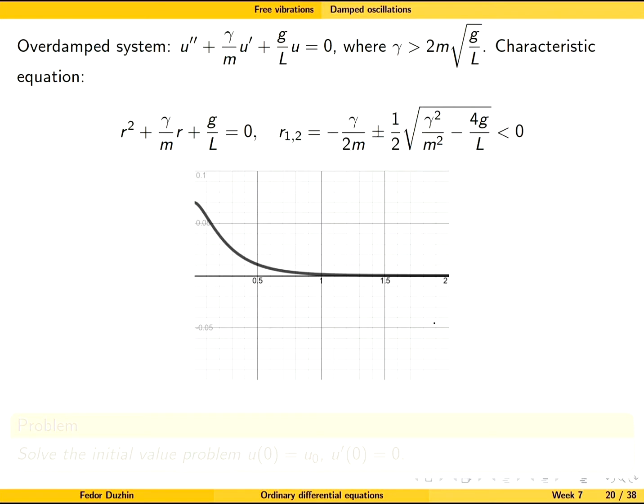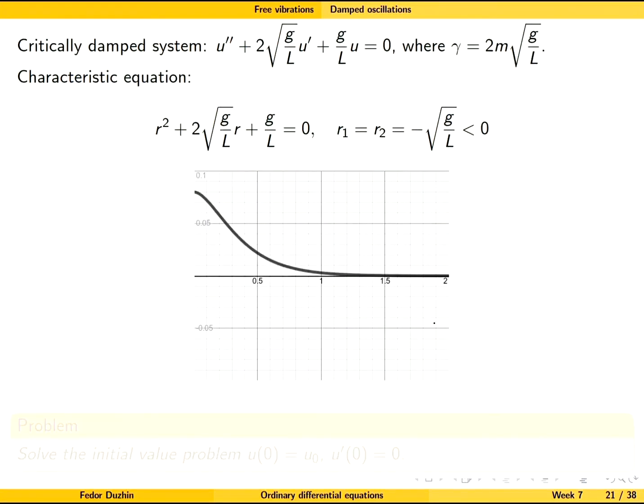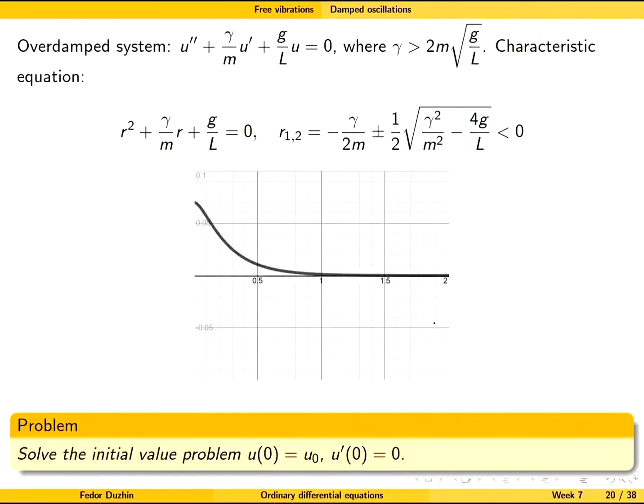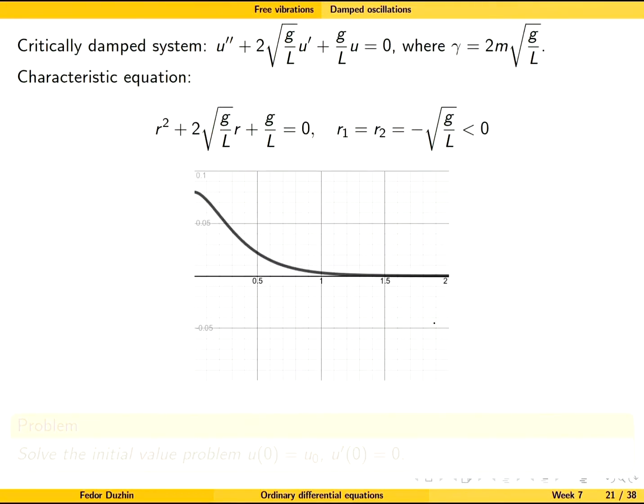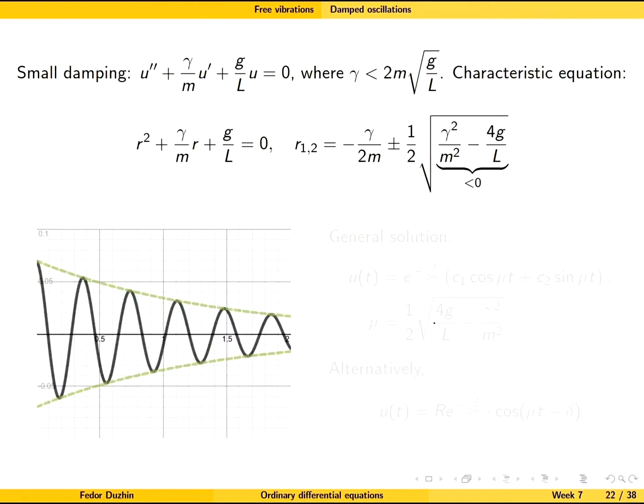So here is an example. I suggest that at home you try to solve the initial value problem for the overdamped system. I think it's a good exercise. Then the critically damped case is pretty much the same. Only in the critically damped case the solutions approach 0 slightly slower than in the overdamped case. If you compare the two plots, there is hardly any difference. Again, I suggest that you try to solve the initial value problem for the critically damped case too.